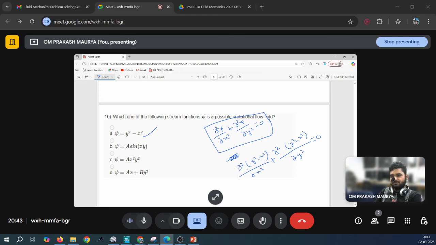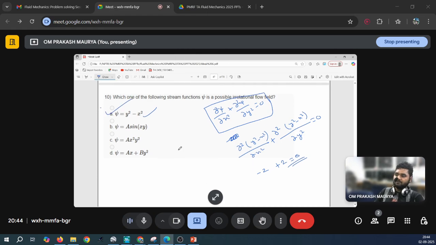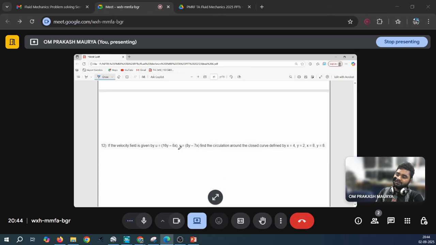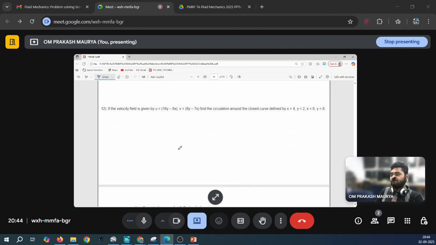So the first derivative is minus 2x, then again derivative is minus 2, plus the first derivative is 2y, again one is plus 2. So the first expression is correct. Will not go for other. Okay. So the next question is question number 12.